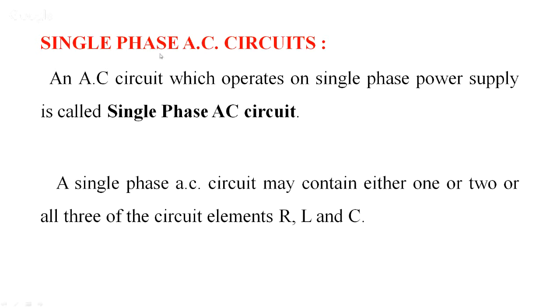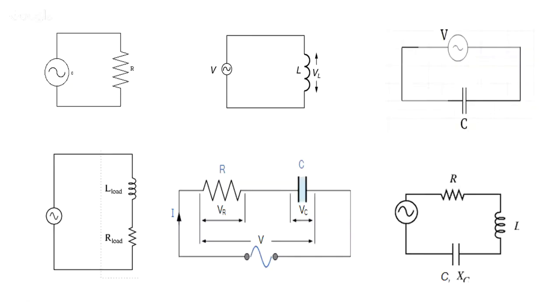So we have to study what are single phase AC circuits. An AC circuit which operates on a single phase power supply is called a single phase AC circuit. Now a single phase AC circuit may contain either one or two or all three of the circuit elements, namely R, L and C. So here you can see different figures.